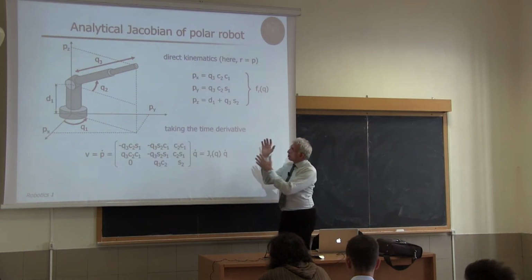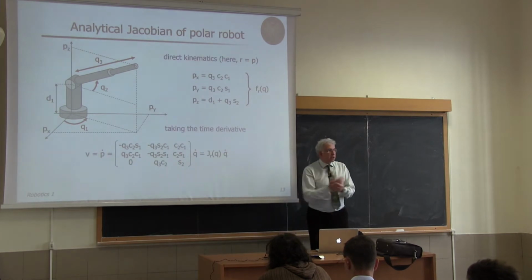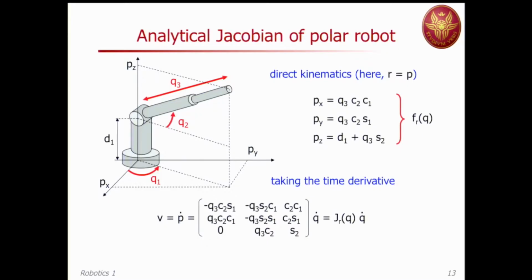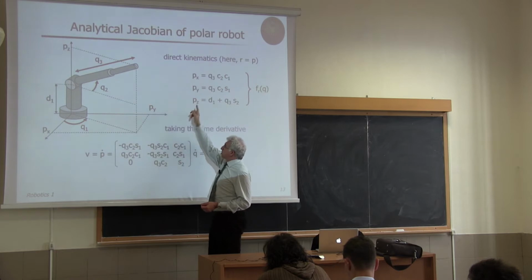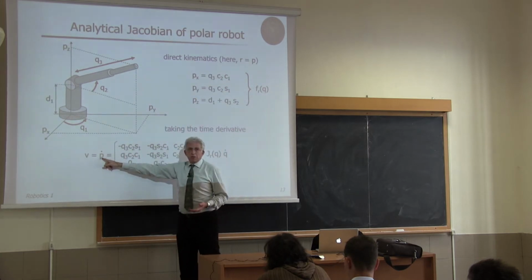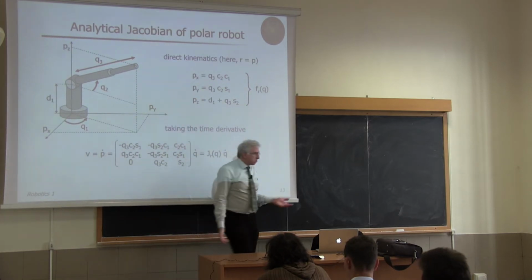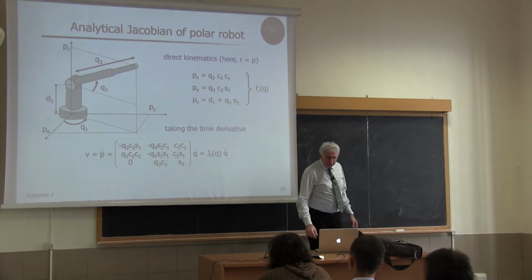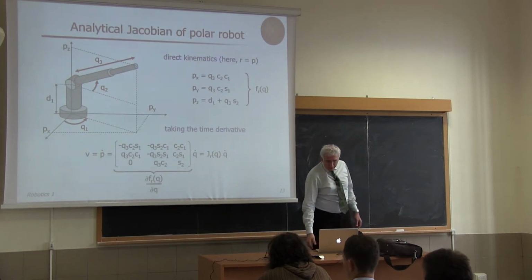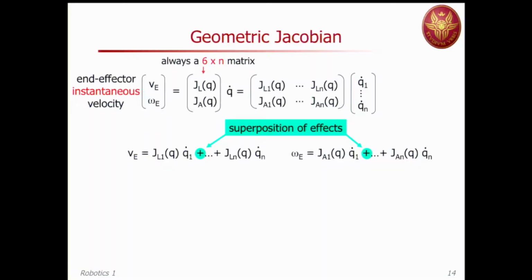Remember that you can consider the same robot and other kinematic functions, so you may have at the analytic level multiple Jacobians depending on what you're interested in. Okay, in this case, since the r vector was p, r dot is p dot, which is also the linear velocity of the end effector. Okay, and so on and so on.